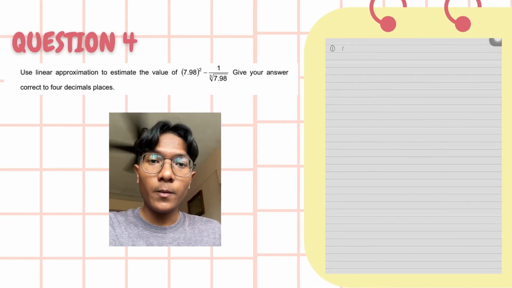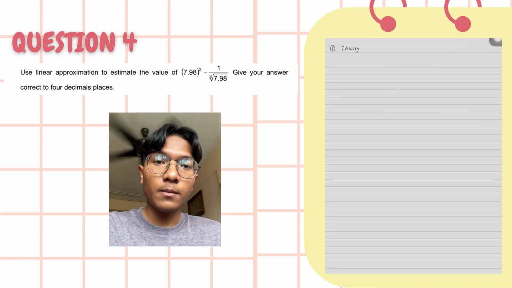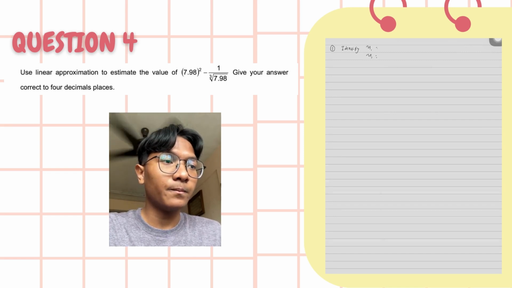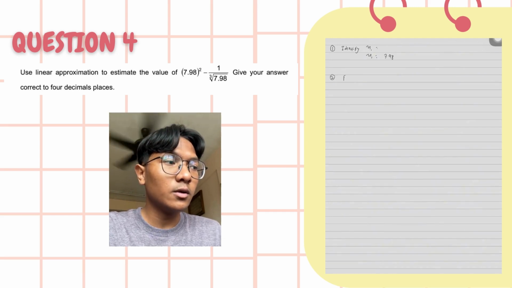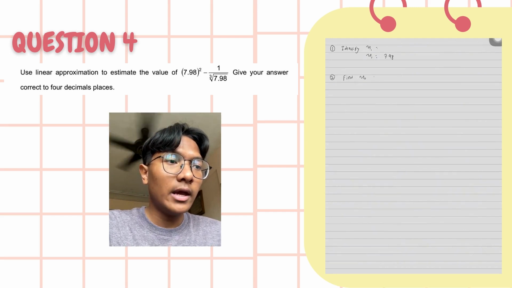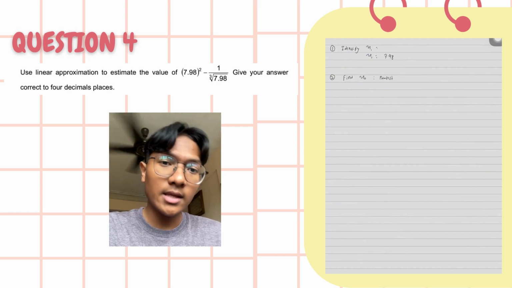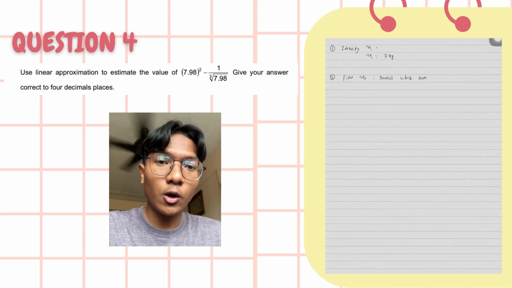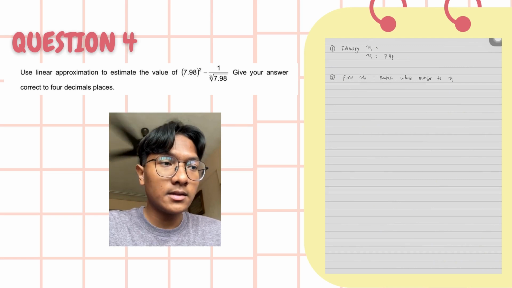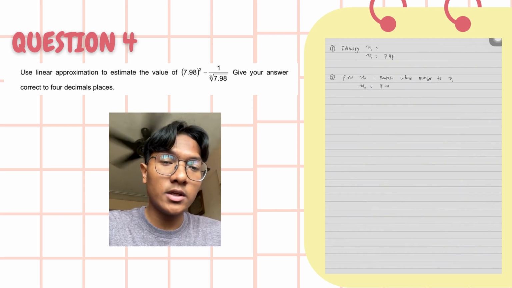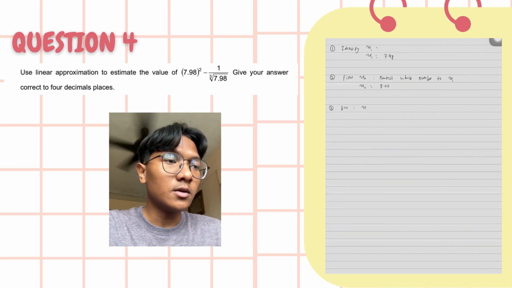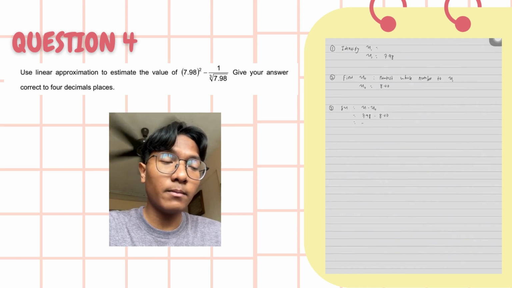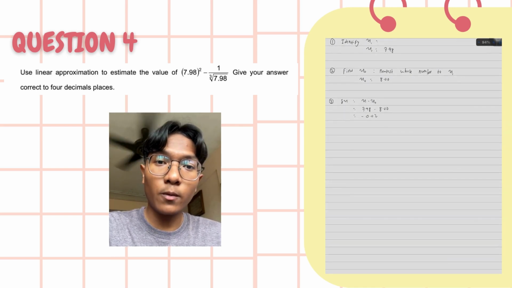For question number 4, we have 5 steps. The first step is we have to identify the x1. So our x1 is 7.98. So let's move to the second step. We have to find the x0. So what is x0? x0 is the nearest whole number to x1. So our x0 is 8, which is the nearest number to 7.98. So number 3 is we have to find x minus x0, which is 7.98 minus 8. So we get negative 0.02.